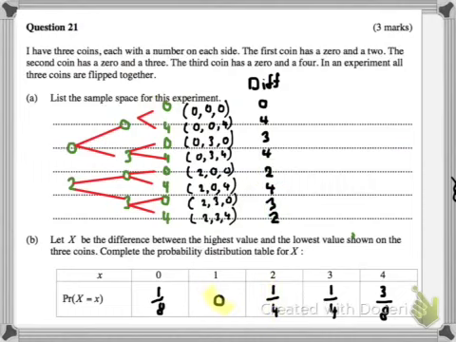Same with 3, the difference 3. There's a couple of ways in which I can get that, there and there. So that's 2 out of 8, which is 1 out of 4 chance. And difference of 4, there are 3 different scenarios where I can get a difference of 4 out of the 8. So 3 in 8 chance of that. So that's how I get my table there.